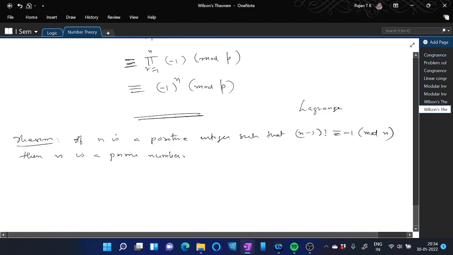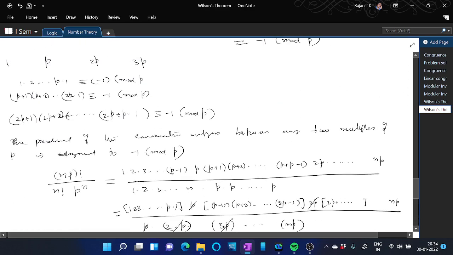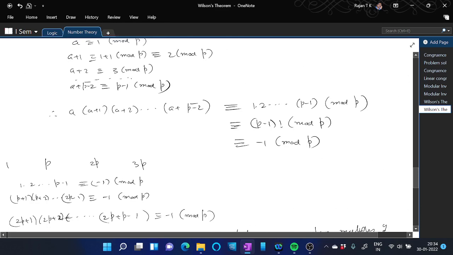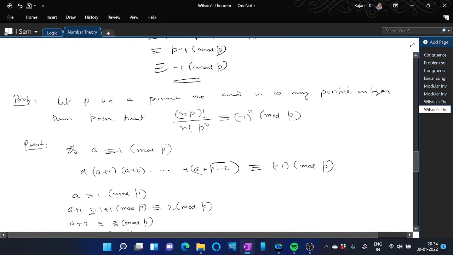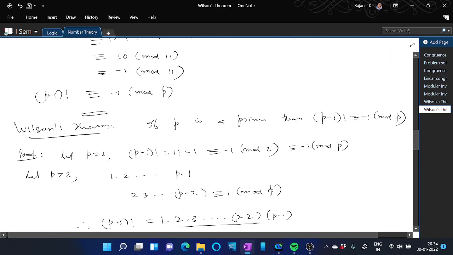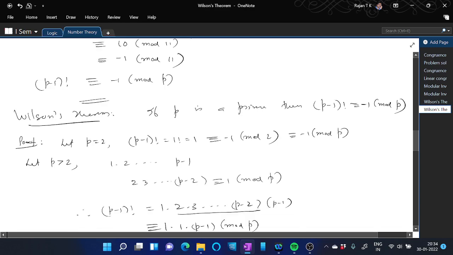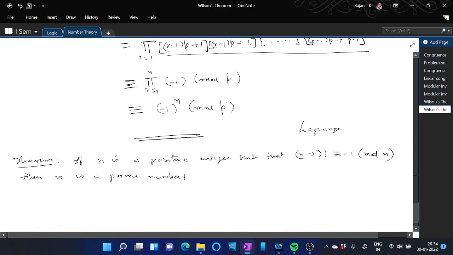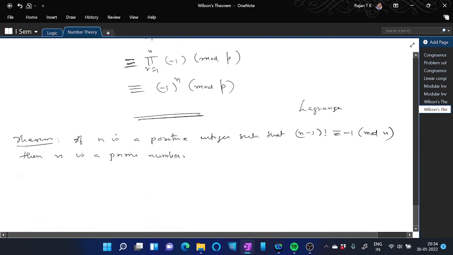Wilson's theorem states that if p is any prime number, then p minus 1 factorial is congruent to minus 1 mod p. Now its converse is, if there is any n satisfying n minus 1 factorial is congruent to minus 1 mod n, then n is a prime number. Let us prove this.